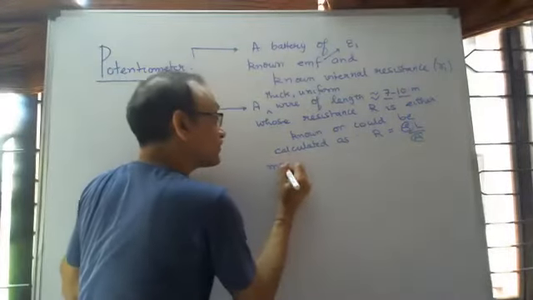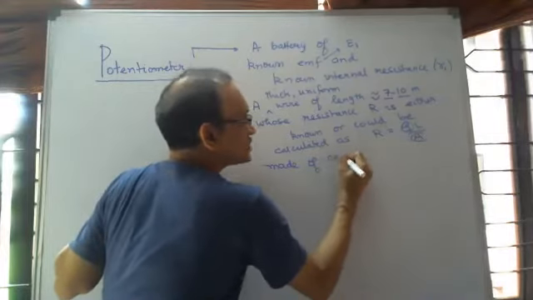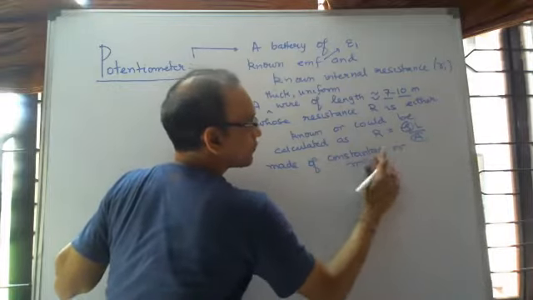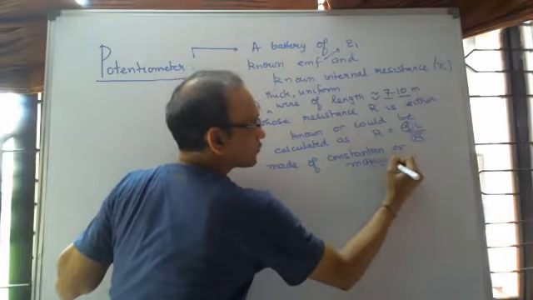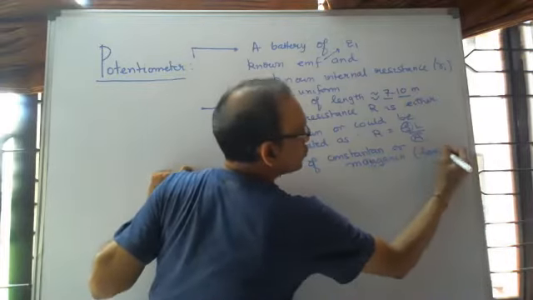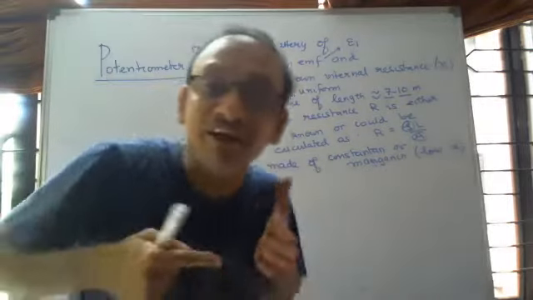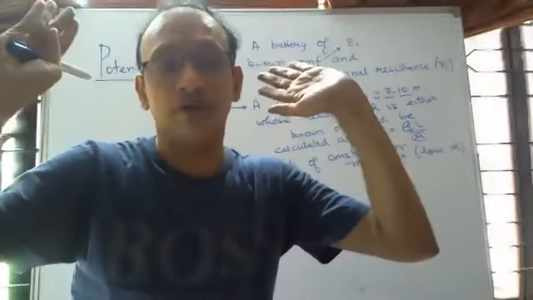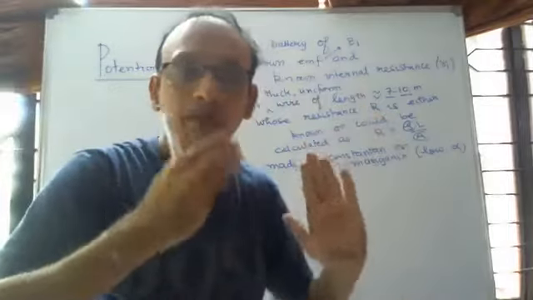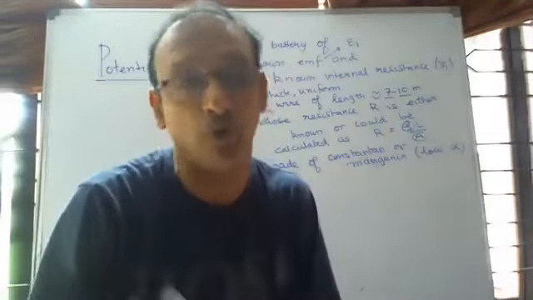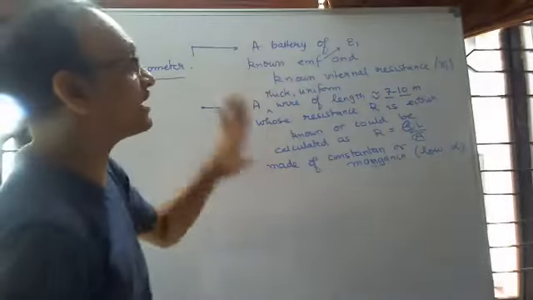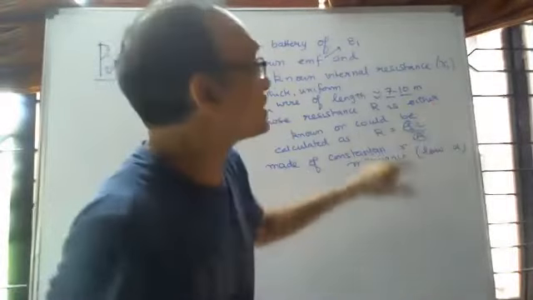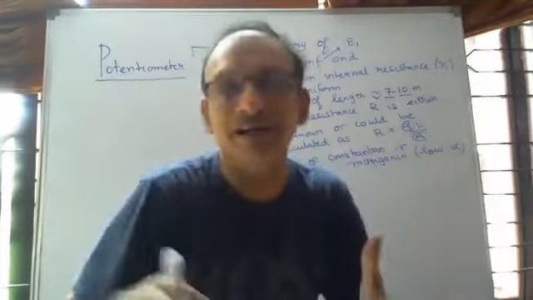Made of constantan or manganin. Why? Because these two have low values of alpha, so that when there is a current flowing through this wire, there is a negligible change in the resistance of the wire. If the resistance itself changes, the whole game will get spoiled. So we need such a wire. Either the resistance, or the resistance per unit length R by L, is known. Somebody could give you rho and A, or the resistance per unit length. You know that.